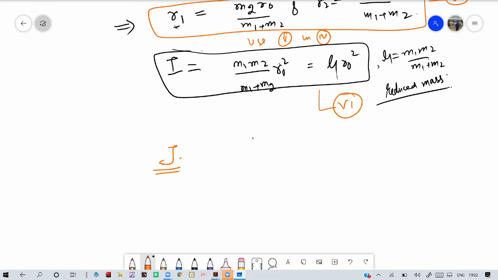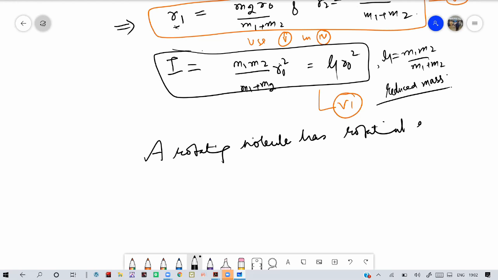The energy of a molecule which is rotating about this axis, about any axis, will be called rotational energy. A rotating molecule has rotational energy. Rotational energy is not the only source of energy. There are other energies as well, but we are mainly concerned with the rotational energy.